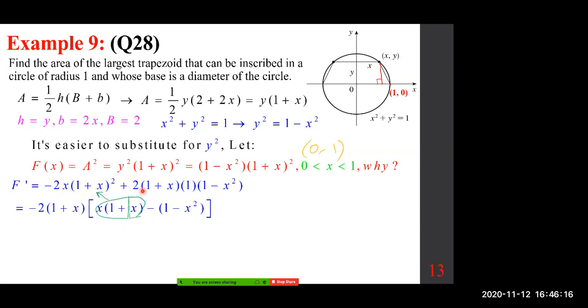And how about this one? This one you don't have a negative, so because you're taking negative out, you have to put a negative. 2 is gone, 1 plus x out, 1 has no bearing, and you have 1 minus x squared. So all you have to do is simplify the brackets. I hope you see it's x plus x squared minus 1 plus x squared.